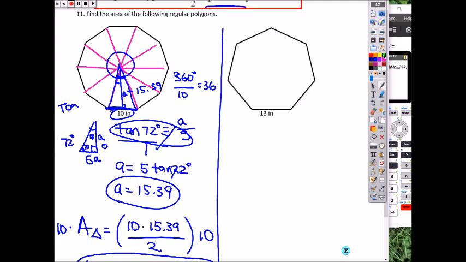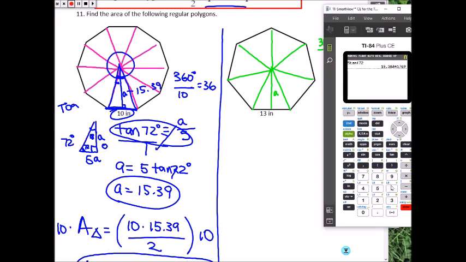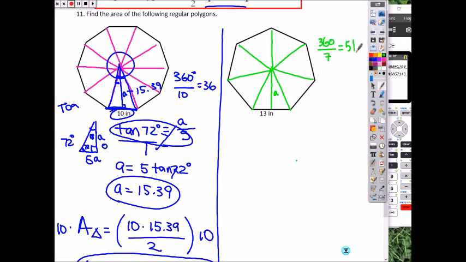So now what do we do? Find the apothem first, right? So here's your A. So now you divide 360 by 7. So 360 divided by 7 gives you what? 51.43 degrees. That's this whole thing, right?